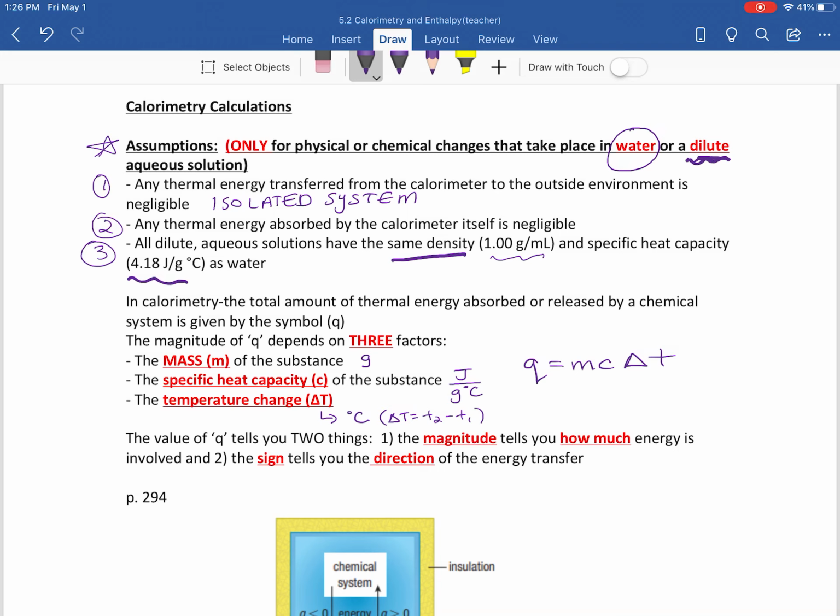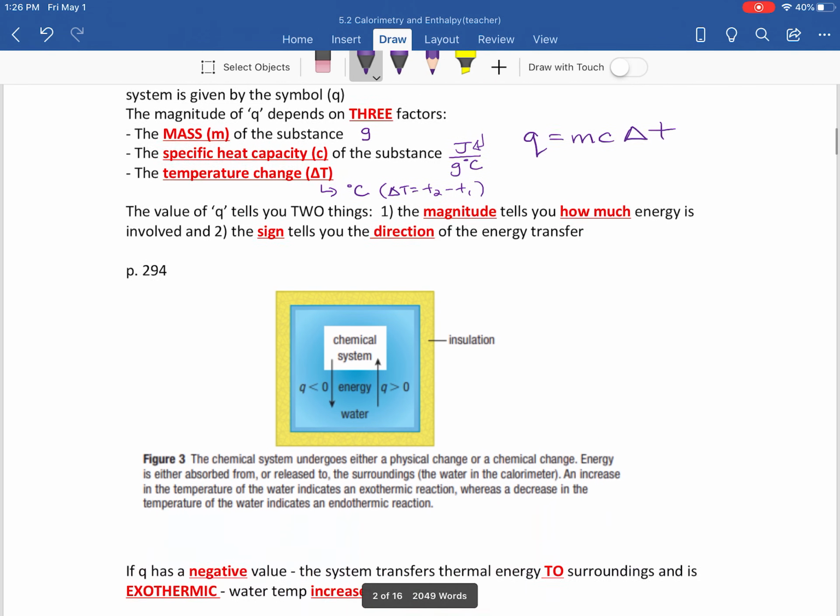Okay, so tricks that sometimes happen in questions, you're given kilojoules. So if you're given kilojoules, you got to convert to joules. Okay, or you're given kilograms, convert to grams. All right, so just be mindful of your units.